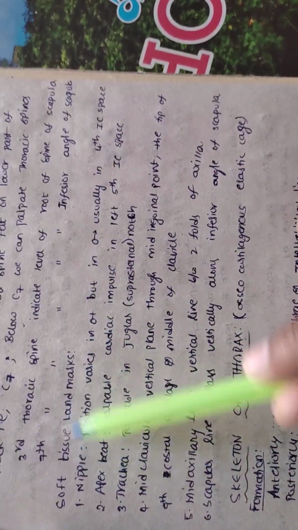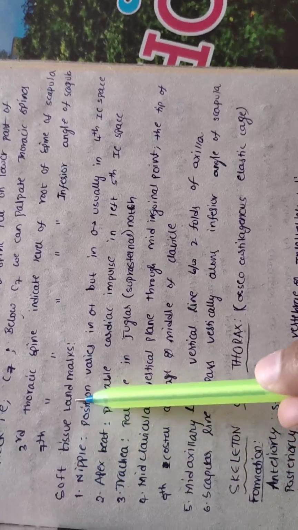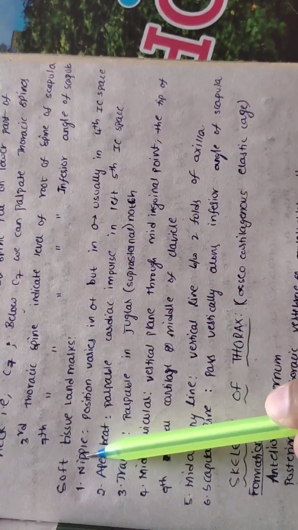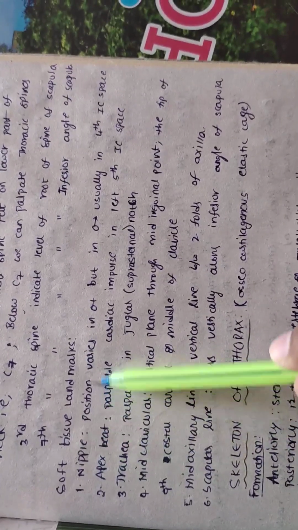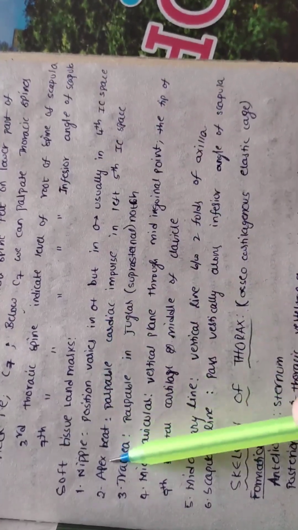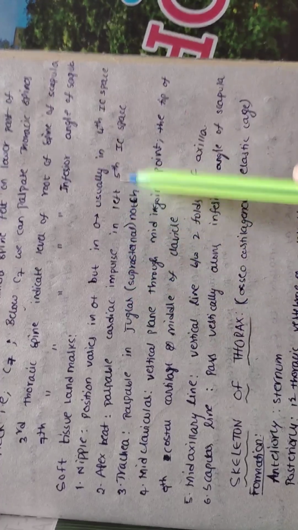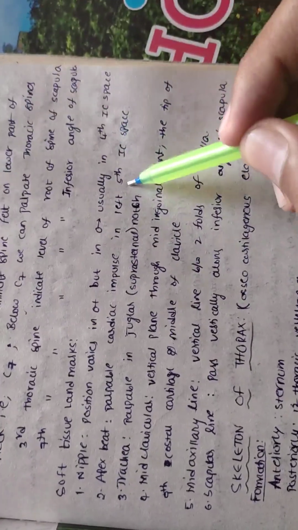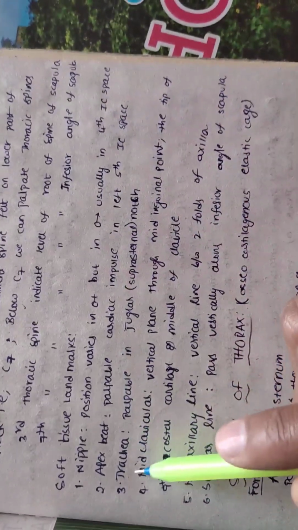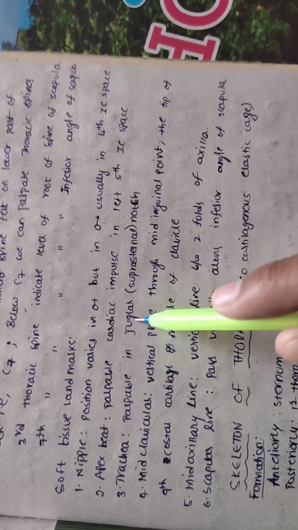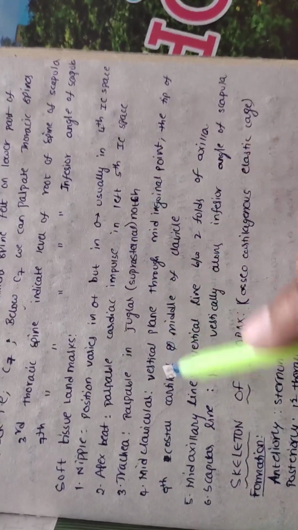Okay, next soft tissue landmarks. Nipple means it is present at the 4th intercostal space in males and position varies in females. Apex beat is probable cardiac impulse in the left 5th thoracic interspace. Trachea palpable in jugular notch, suprasternal notch.